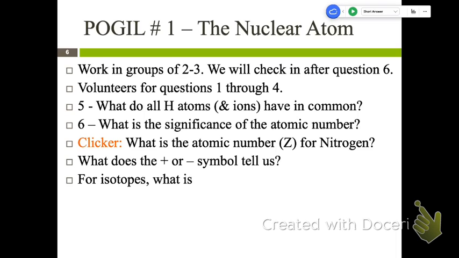All right, let's talk through questions 7 and 8, and then kind of figure out where we go from there. Question 7, what do all nickel atoms have in common? Is it the number of neutrons? The number of electrons? What is it? All nickels have 28? I don't know, I didn't even look at the periodic table.